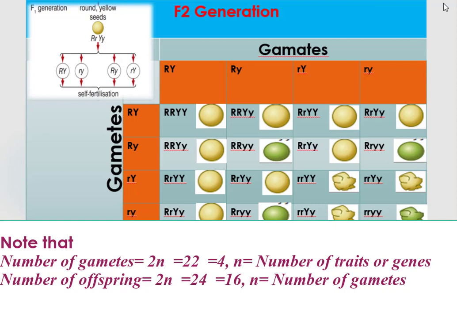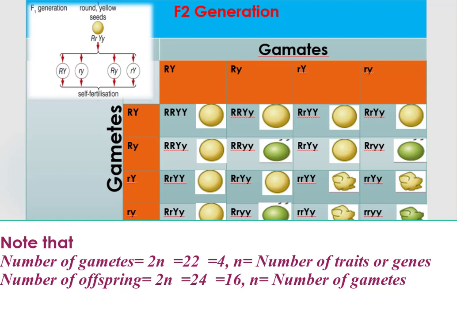And also, we can determine the number of offspring by using the same formula, 2 to the power of n. Here n stands for the number of gametes in non-linked genes, which is 4. So 4 to the power of 2 is equal to 16, which means there would be 16 possible offspring in dihybrid inheritance of non-linked genes.